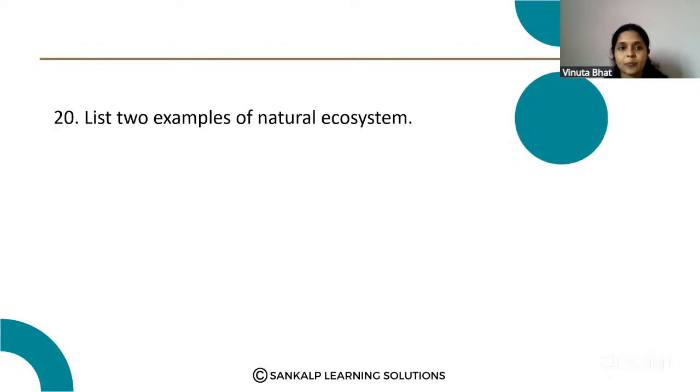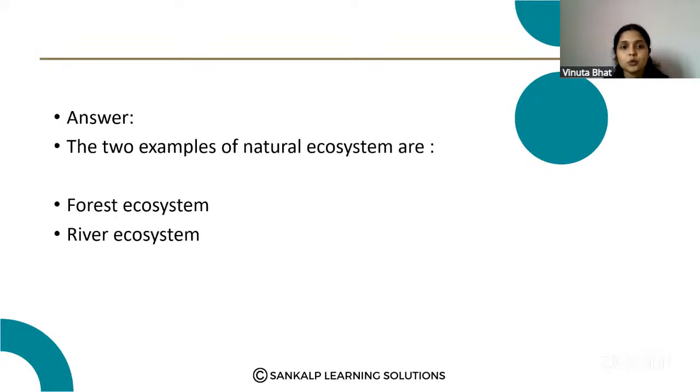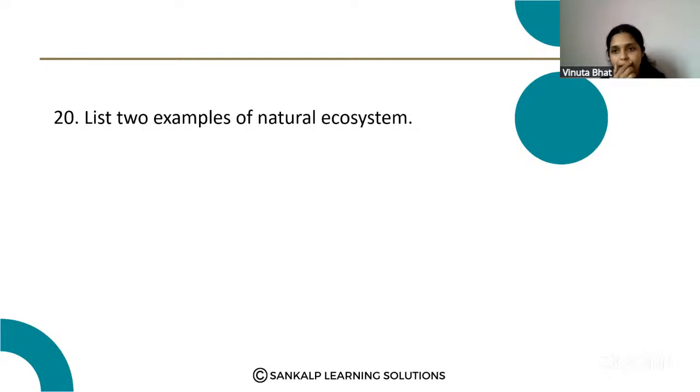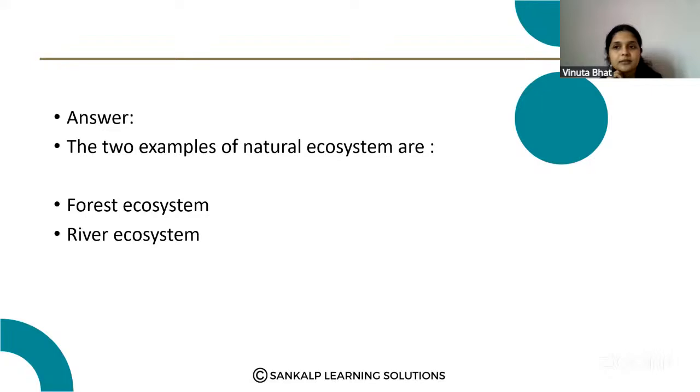Next question. List two examples of natural ecosystem. Here, the two examples of natural ecosystems are forest ecosystem and river ecosystem. So that is the answer for this question. Please note down this question. List two examples of natural ecosystem. The two examples of natural ecosystems are forest ecosystem and river ecosystem.